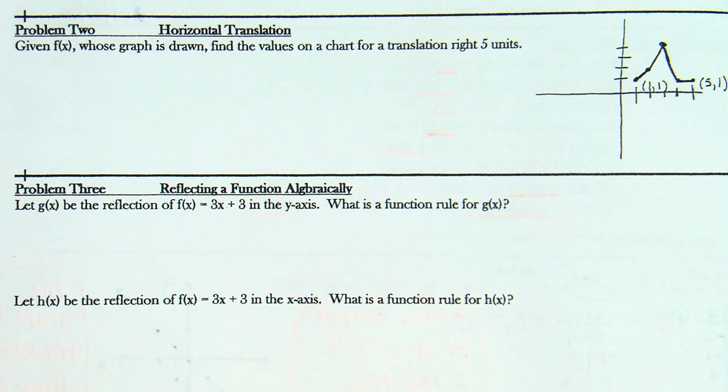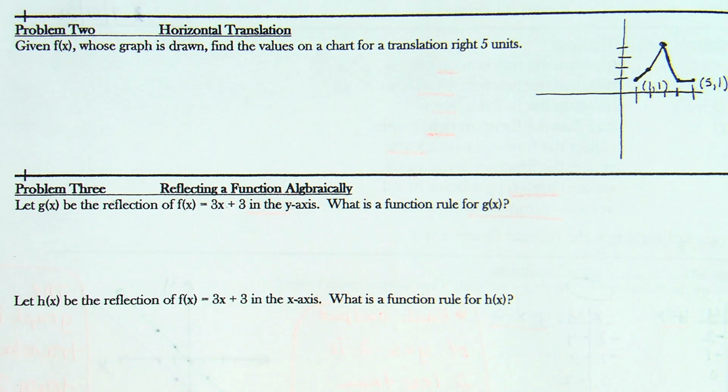Can you just scale it by 2? Not if we're translating it right 5. That wouldn't be the same. My first suggestion, since it says to find the values on the chart for a translation right 5, is that to make sure we're all on the same page, let's write down what our current values are of these points.